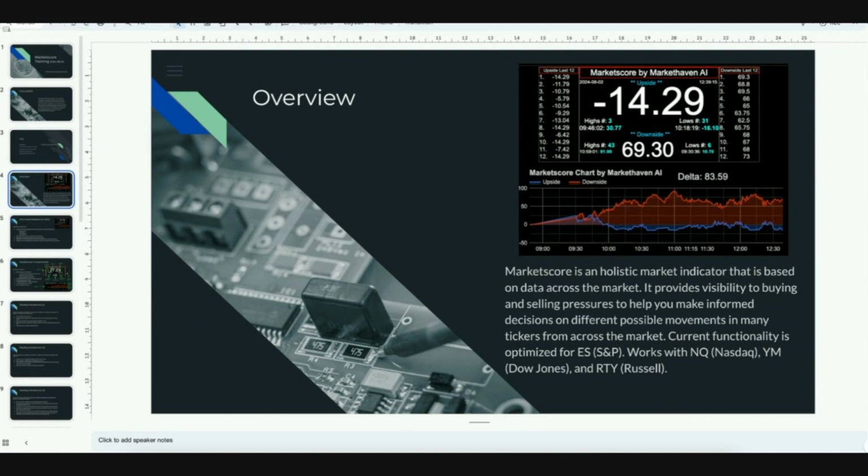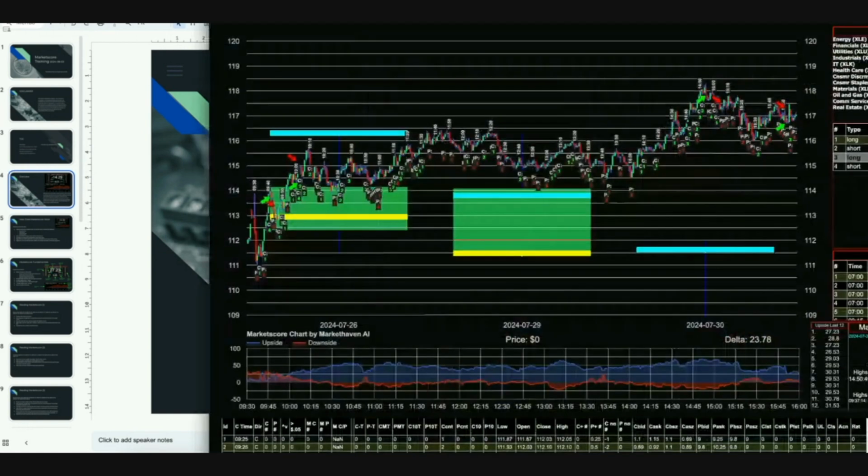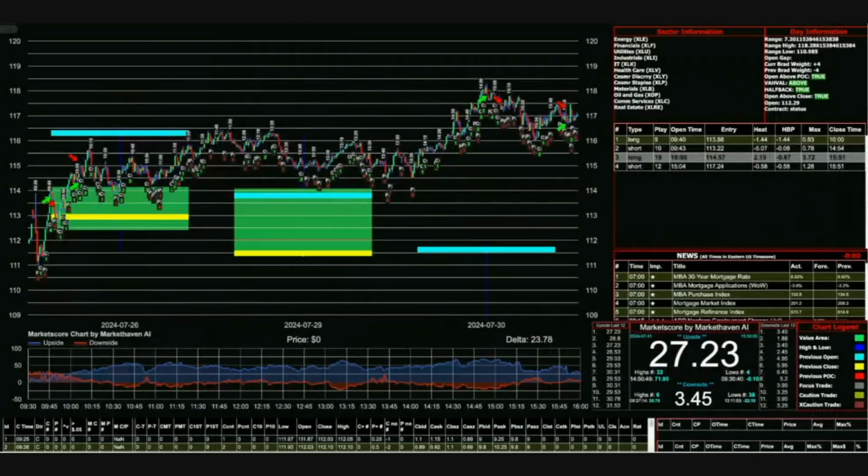I don't stream RTY. The only ones I stream are ES, NQ, and YM. But just to give you an idea, it will work with almost any ticker. I'm just going to pull up 7/31. This is actually NVIDIA. Hold on one second, evidently it's being a little difficult.